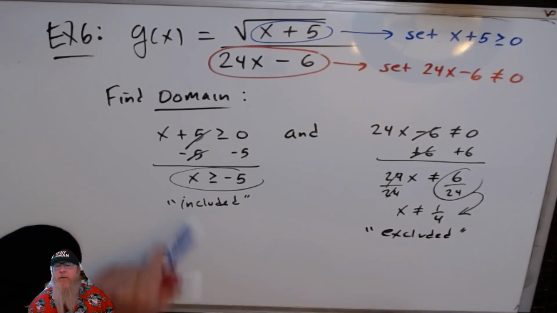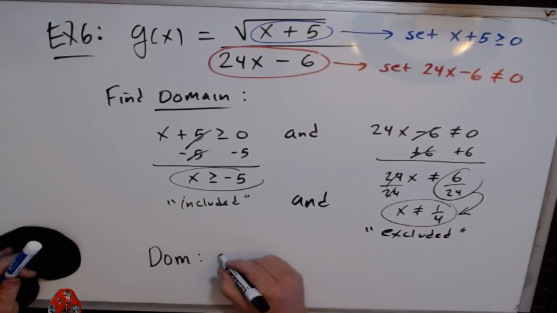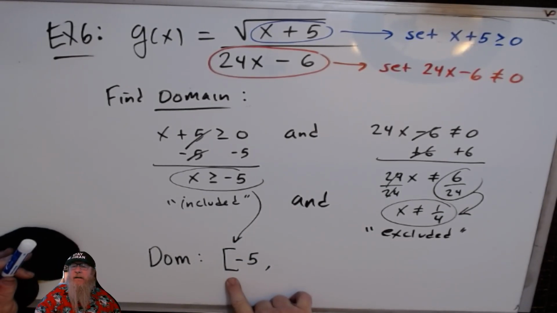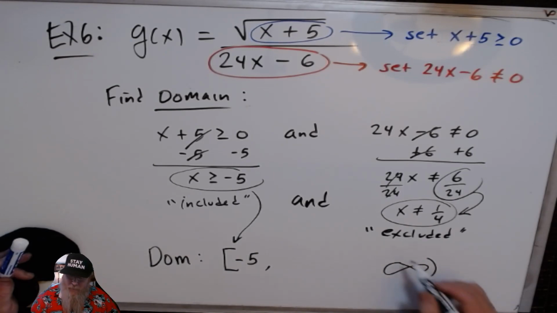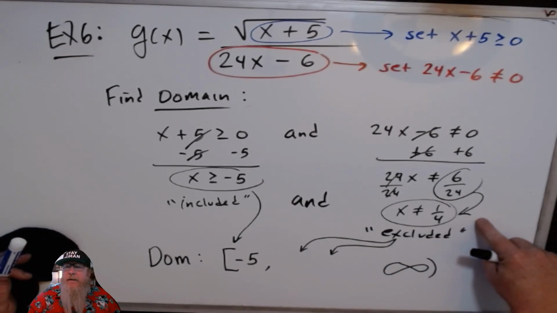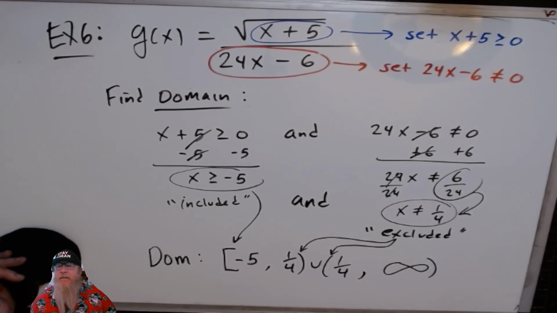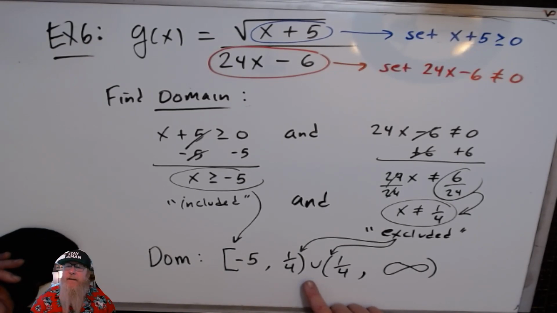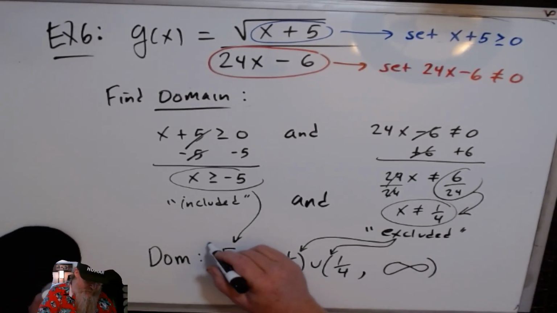So we're saying x must be greater than or equal to -5, and it cannot be equal to 1/4. So greater than or equal to -5. It's a square bracket. Now, normally we would go all the way to infinity, right? The problem is we have to exclude the number 1/4. So we're going to go from -5 to 1/4. Then we're going to put an open parenthesis because it's been excluded. It's not equal to that. Then we're going to union these together. That's how you join together two disjoint sets. And then you say from 1/4 to infinity. And there you go. That's your domain.